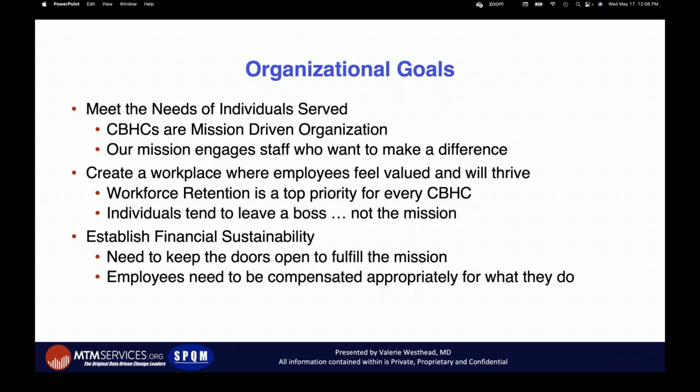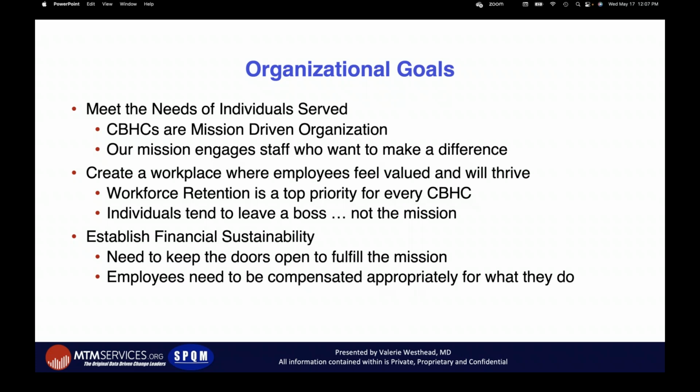We want to create a workplace where employees feel that value and where they can do their jobs well. We all know that workforce issues are a major problem within our industry at this time. It is a top priority for every CCBHC to figure out how do we retain our good staff, how do we train our staff who need additional support to become proficient at what they do, and how do we recruit new individuals to fill spots, because every CCBHC right now has openings regardless of the division you work in, whether you are direct line staff, whether you are in the operations. We know that that is a problem.